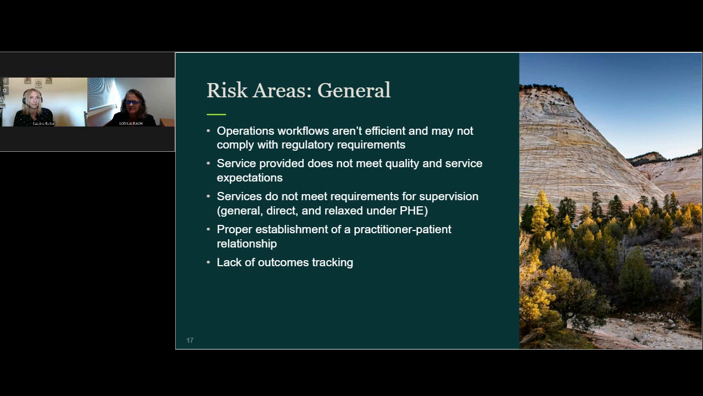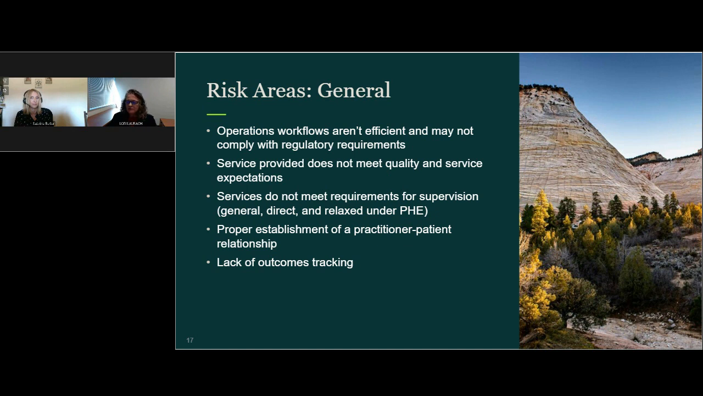One of the first things we see is that workflow was put together really, really quickly and may not be efficient and may not also be compliant with the regulatory requirements. That means, are we getting the information necessary into our notes or into the record related to consent and other things like that? And whether or not the use of telehealth supports the medical necessity and service meets quality standards, let alone service expectation.